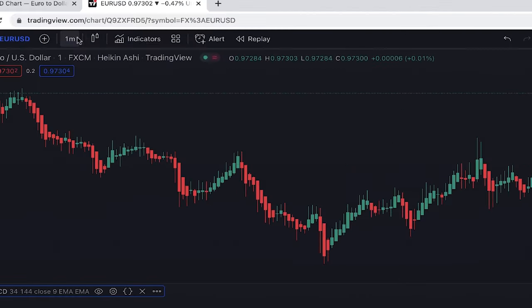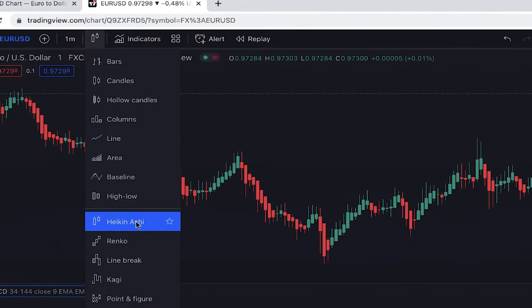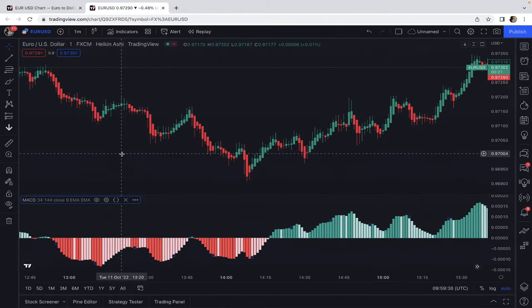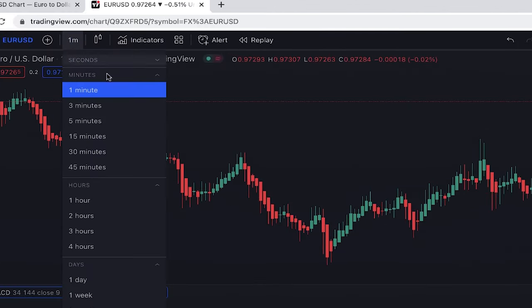It's better to set your chart type on Heiken Ashi chart, so it will better match with the MACD histogram in advancing of the price, declining of the price and the pullbacks. The time frame here is 1 minute and you can use it on other intraday time frames, but it's better to use this MACD settings on shorter time frames.